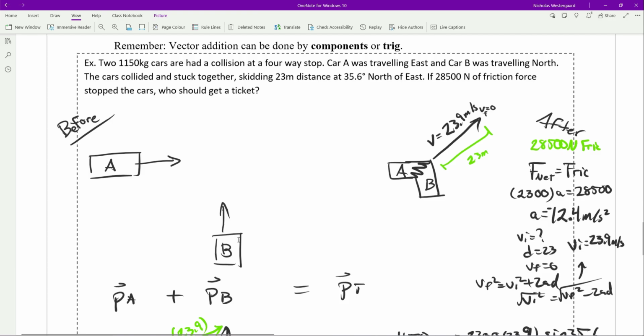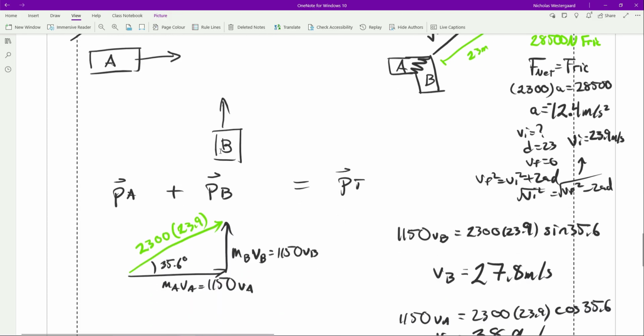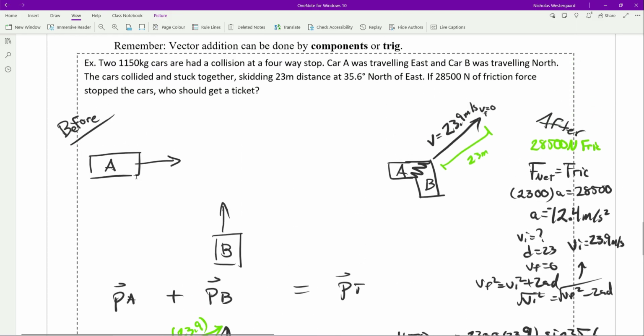I've specified my directions in terms of north and east, so I should probably stick with those specified directions. That's actually going to be really good for us because A is all x direction, or east, and B is all y direction, all north. So I'm going to stick with north, south, east, and west as my axes, even though after my collision the acceleration isn't there, because I've defined my axes in my problem by talking about the specific directions.